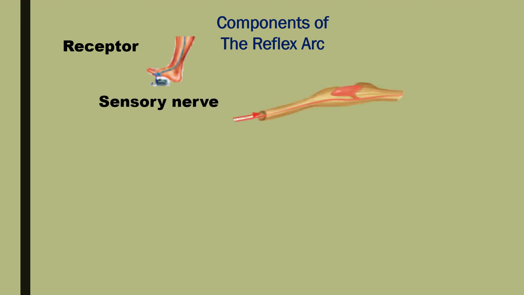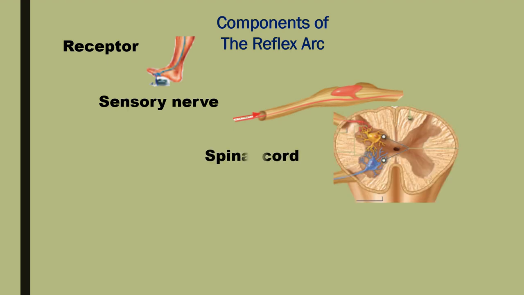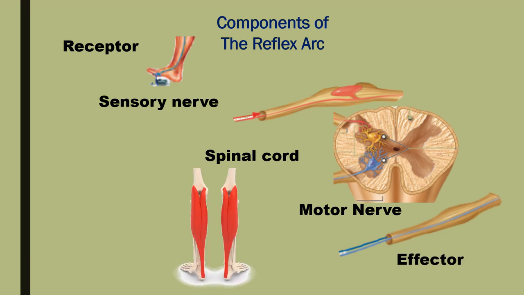The components of the reflex arc are receptors, specialized cells in the sensory organs that receive stimulus. Sensory nerve that carries the signals from the receptors to the spinal cord. Spinal cord relays the signals to the motor nerve. Motor nerve that controls the effector by bringing signals to the effectors. Effectors finally are the muscles that show the appropriate response.